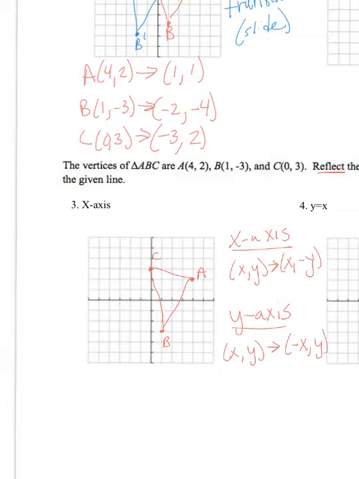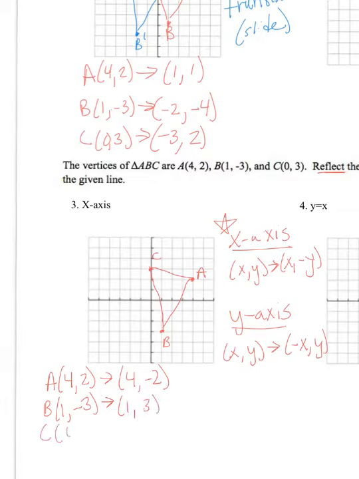So since we're doing this formula, if my original coordinate of A was 4, 2, and I follow that formula that I've starred, I'm just changing the 2 to negative because it's in the y position. So now it's 4, negative 2. Same with B. I have 1, negative 3. And see how the y position is negative, so I actually just change it to positive. So 1, 3. And then C, if it's 0, 3, it now becomes 0, negative 3.